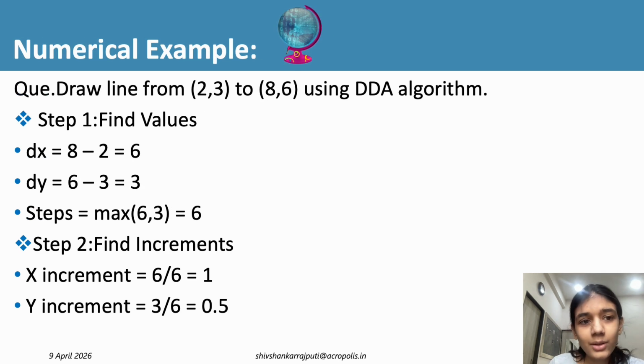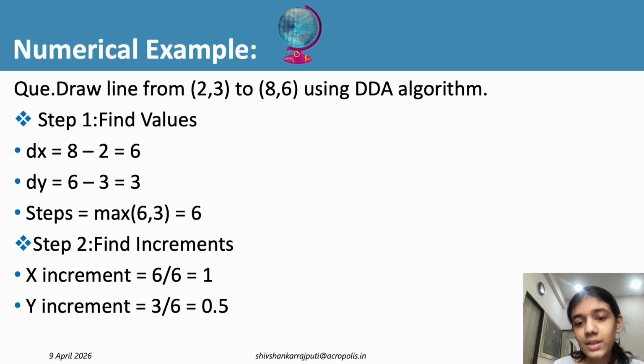Now this is a numerical example. We are given 2 points, (2, 3) and (8, 6). Now we have to use the DDA algorithm in order to plot a line between them. Now dx would be the difference between the 2 values of x, that is x2 and x1. The 2 values of x are 8 and 2, so dx would be 8 minus 2, that is 6.